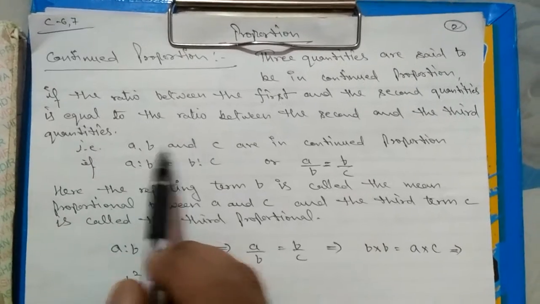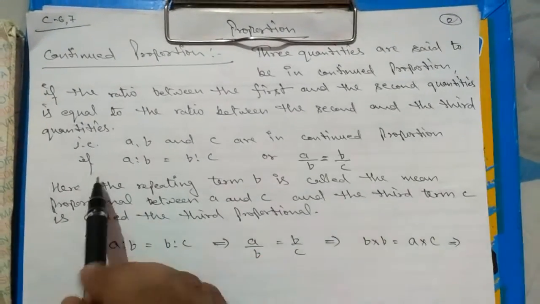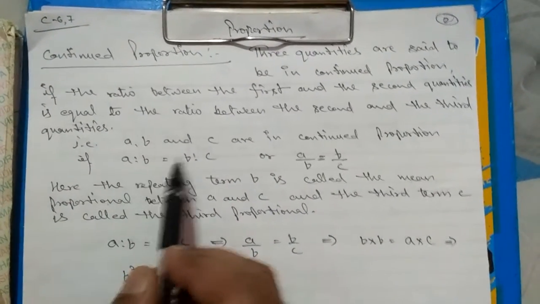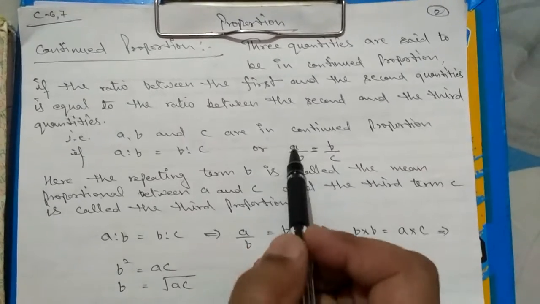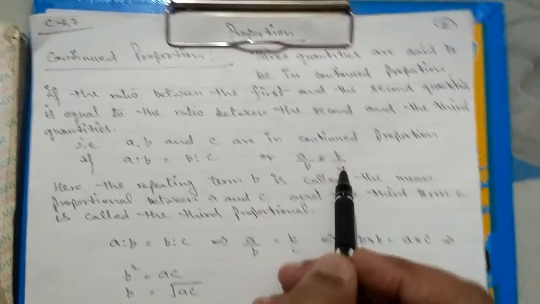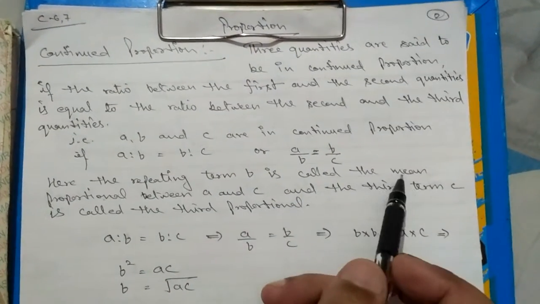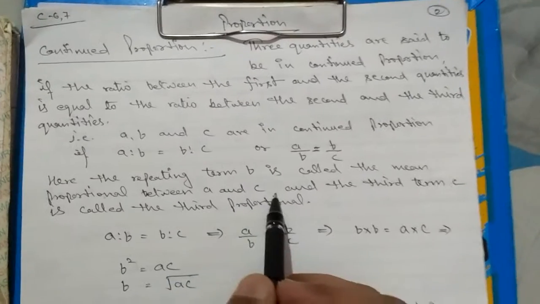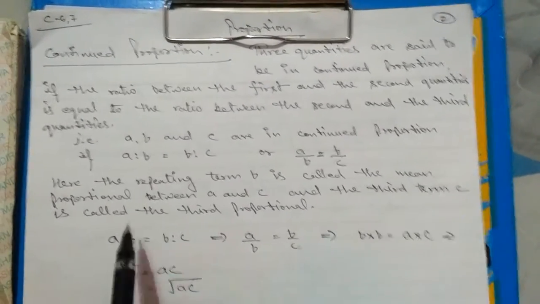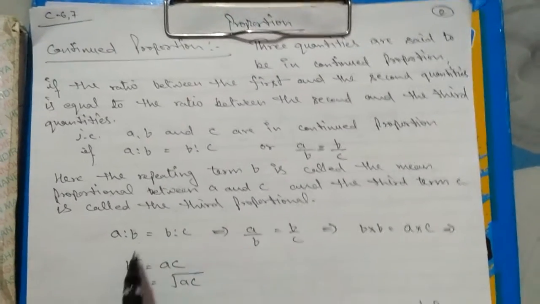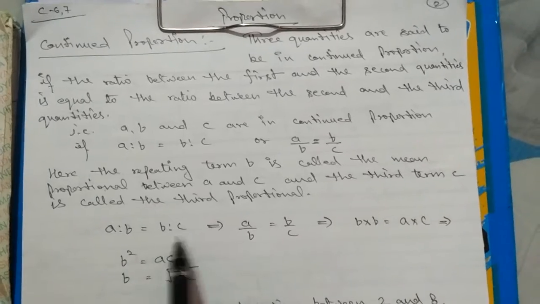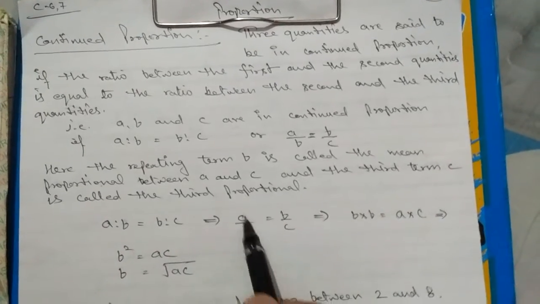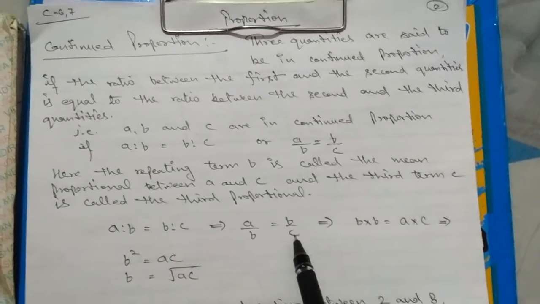That is, A, B, C are in continued proportion. So if A is to B equal to B is to C, or you can write like this: A upon B equal to B upon C. Here the repeating term B is called the mean proportion between A and C, and the third term C is called the third proportion.